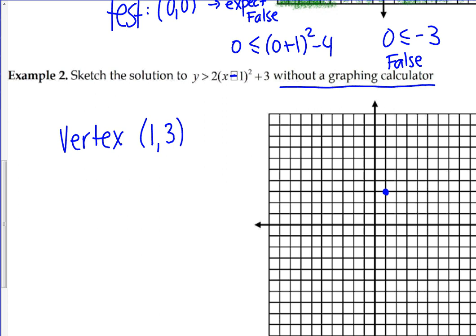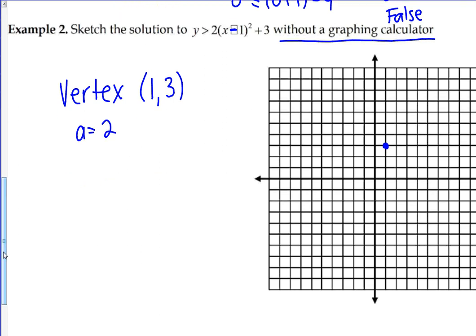Now, what's our a value here? 2. So it tells us a couple things. What does it tell us? We're opening up. So up, the direction is up.